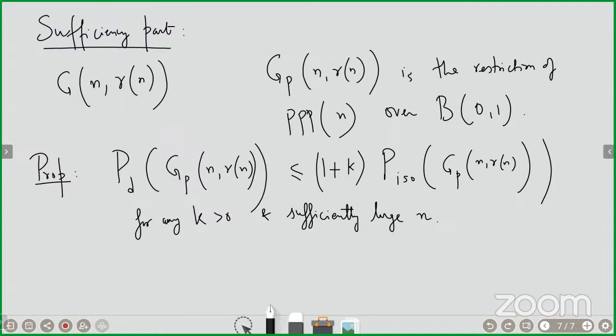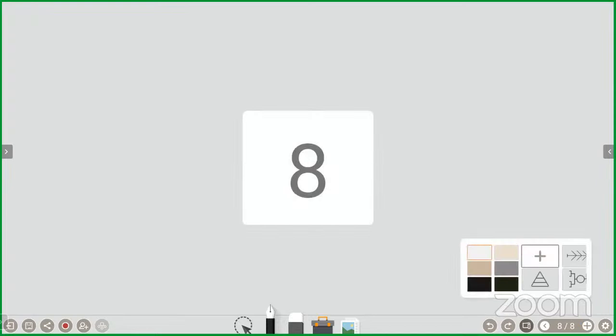In the other direction, what did we do? Isolation implied not connectivity. That's how we proceeded in the previous proof. We tried to lower bound the probability of isolation. Here we go in the other direction. So now the rest of the effort is to actually upper bound the disconnection. Then what is the probability of having an isolated node in GP of n comma r?